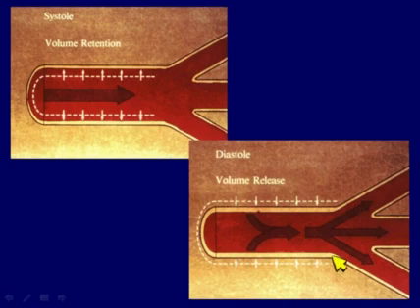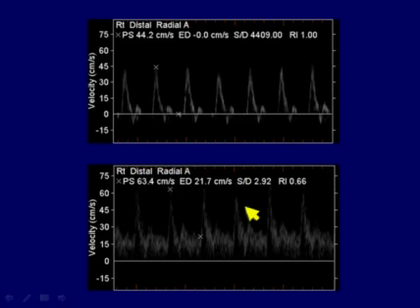Now, some patients have normal age-related changes where they've lost some compliance and lost some elasticity, so we may not see this third component, and we may just see two components to the waveform, but that's perfectly okay.